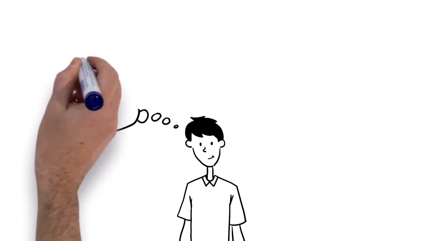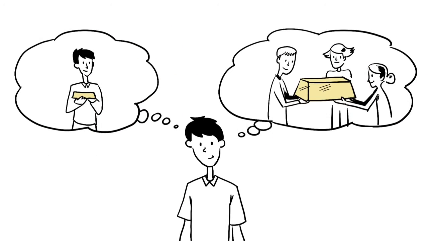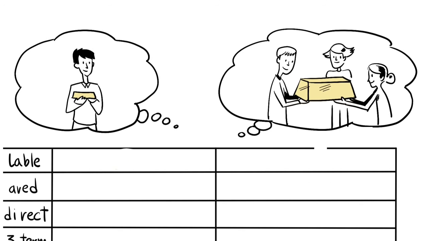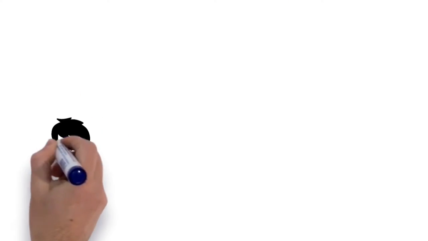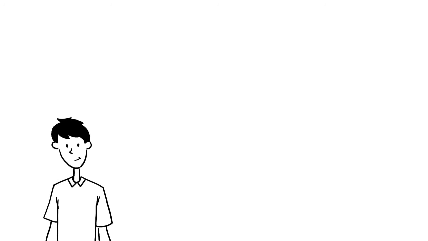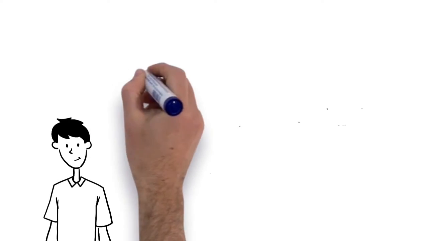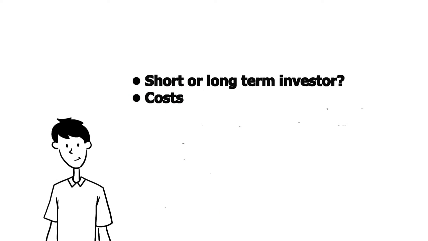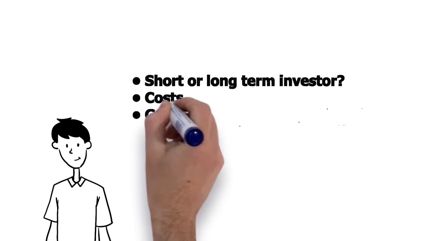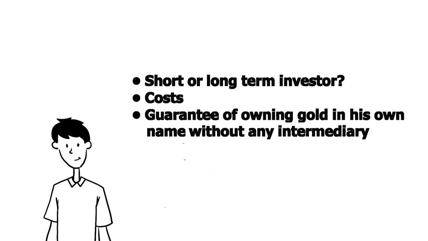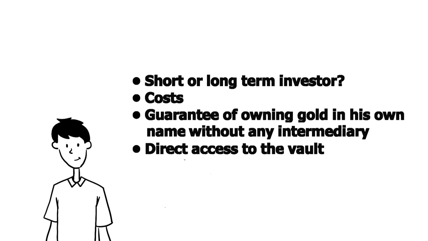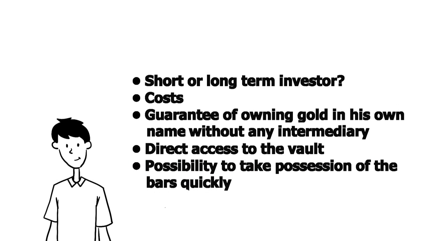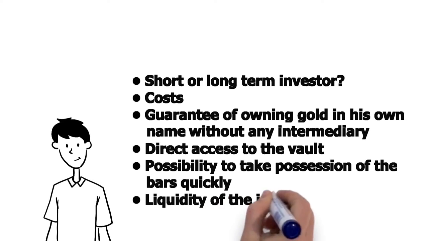These two solutions that enable owning gold outside the banking system are for different investors' profiles. Each has its own advantages. Each investor must make his own choice depending on his investor profile. Short or long-term investor, costs involved, full ownership or mutualized ownership, guarantee of owning gold in his own name without any intermediary, direct access to the vault, possibility to take possession of the bars quickly, and liquidity of the investment.